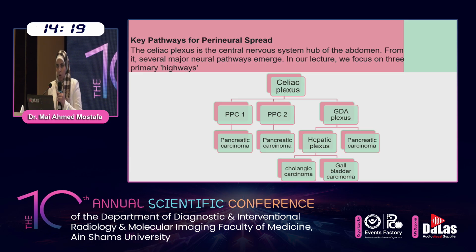The key pathway of neural spread in the abdomen is the celiac neural plexus, which is a central nervous system hub in the abdomen, giving major neural pathways. In our lecture, we will focus on three primary highways, which are plexus pancreaticus capitalis pathway 1 and plexus pancreaticus capitalis pathway 2, as well as the gastroduodenal artery neural plexus.